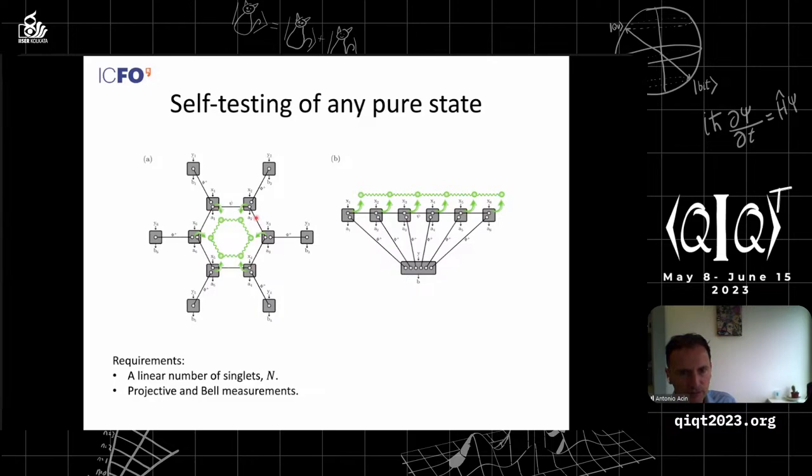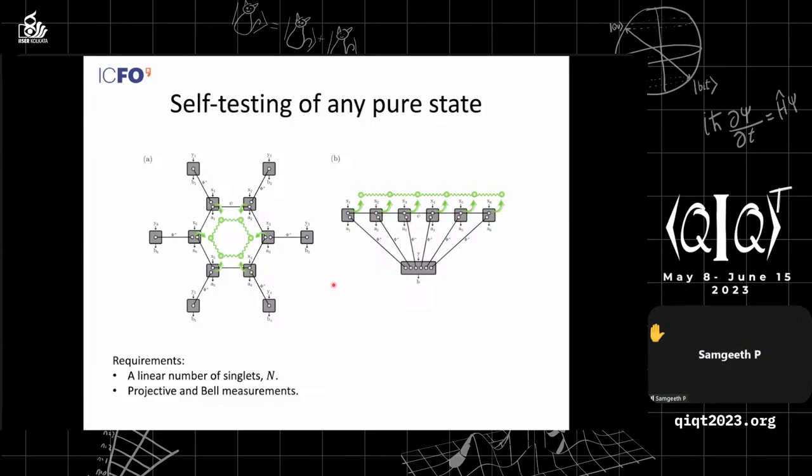You see here the state you want to test will be extracted from this part of the network, and you have to include a number of singlets that is the same as the number of particles in your target state. Yes, in both scenarios.